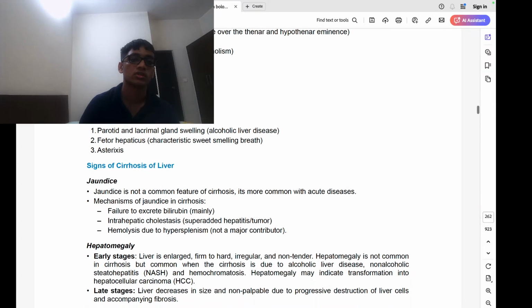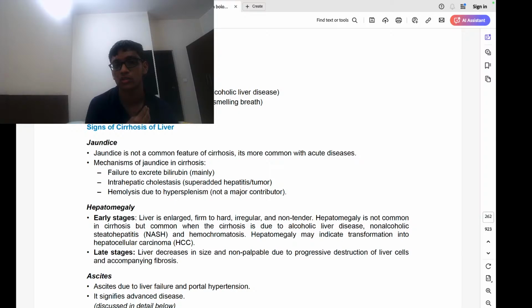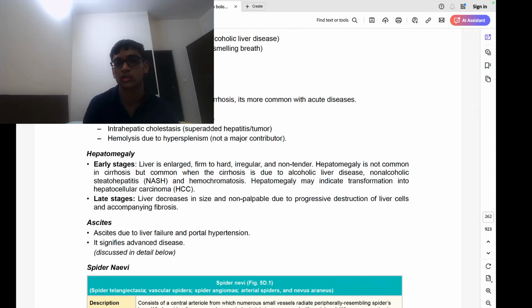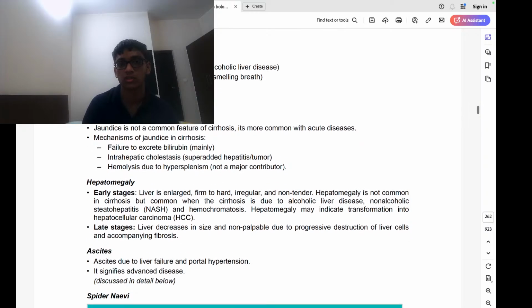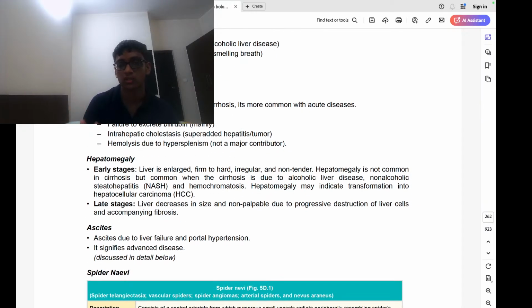Endocrine: due to estrogen excess, you have gynecomastia, atrophy of testis, loss of axillary and pubic hair. Then others: you have parotid and lacrimal gland swelling in alcoholic liver disease, fetor hepaticus, a characteristic sweet-smelling breath, and asterixis. Falling down of hands: if you ask them to extend, they will keep on falling.